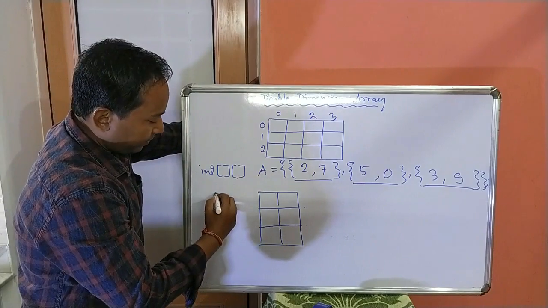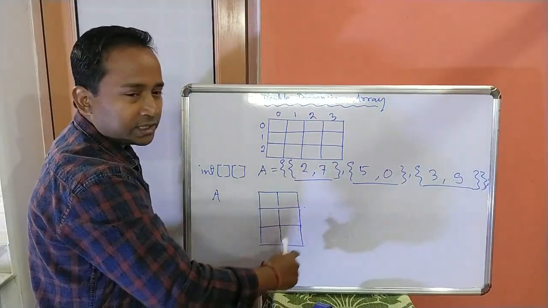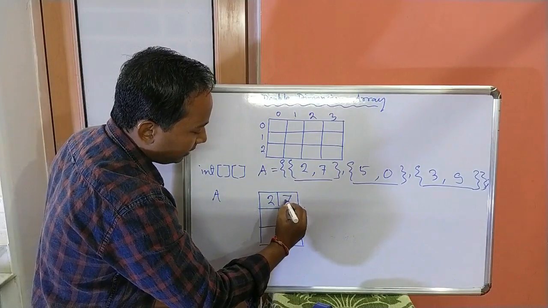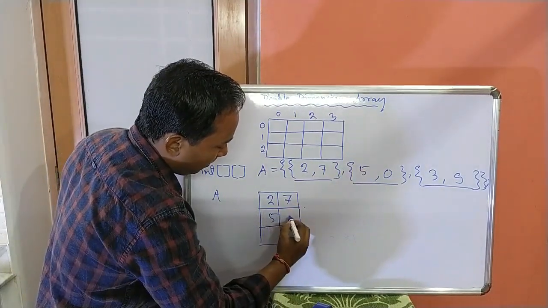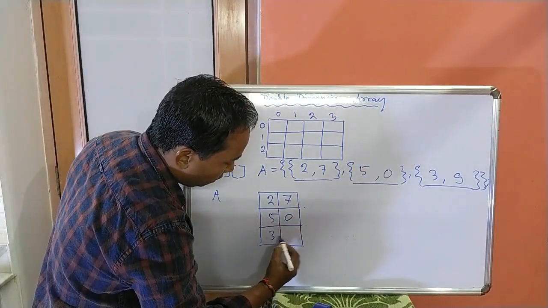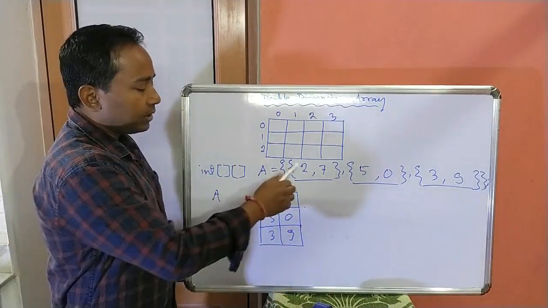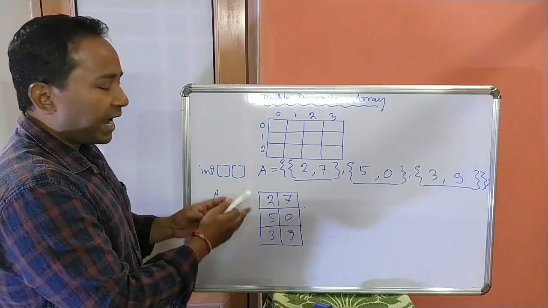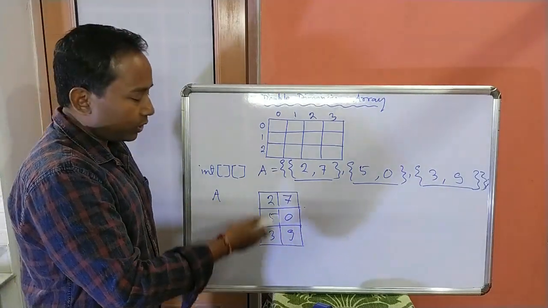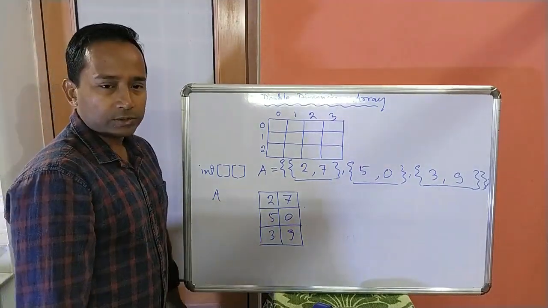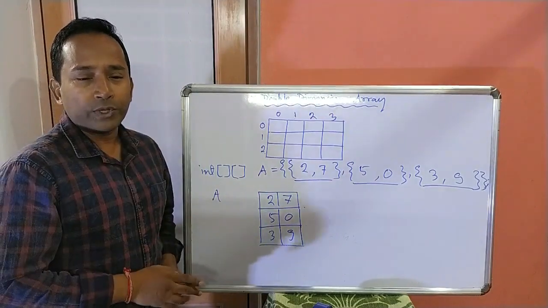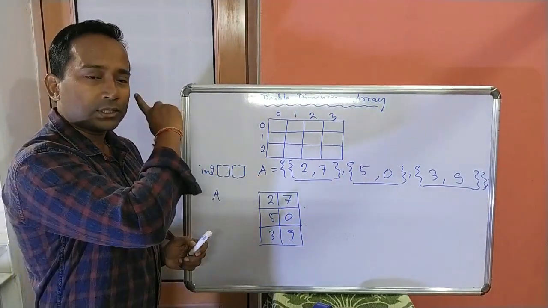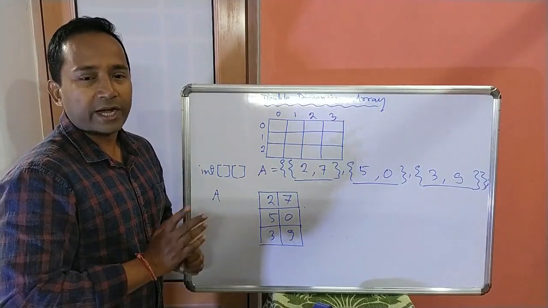And array name is A. Now these values will be stored in this array row wise. So first row 2 values 2 and 7, second row 5 and 0, and third row 3, 9. So this is compile time initialization. That means during compilation only the array will be created with these values. So here we know the number of rows and columns. So we have learned 2 ways to initialize one array. One is compile time initialization, another one was runtime initialization. That is also called dynamic initialization.